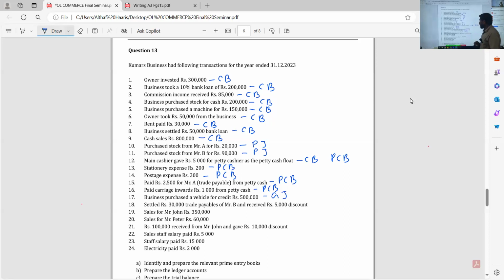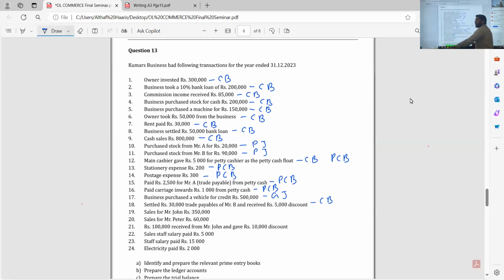Settled 30,000 trade payable of Mr. B and received 5,000 discount. Settled 30,000, money is going out, so it is connected with the cash book.